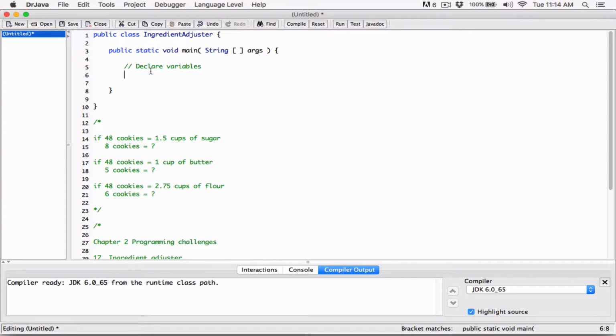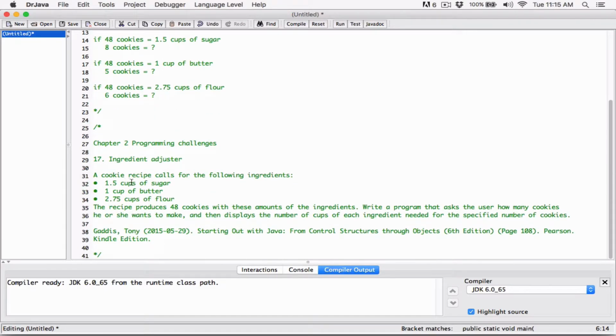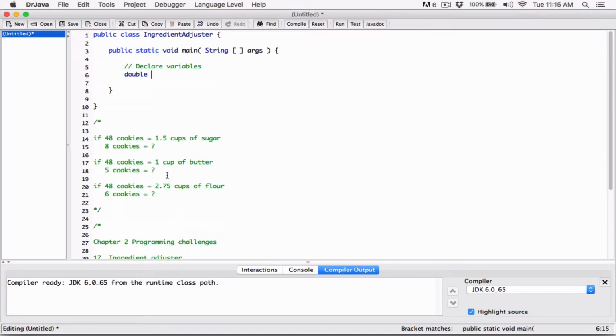So the first thing, actually, it's going to be a double. Declare the cups of sugar per 48 cookies. So double cups of sugar per 48 cookies. Like I said, it's long, but at least for me, when I do it this way, it helps. So cups of sugar per 48 cookies is going to be equal to 1.5.